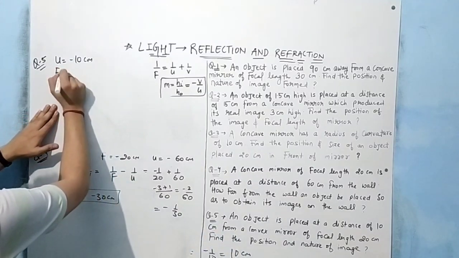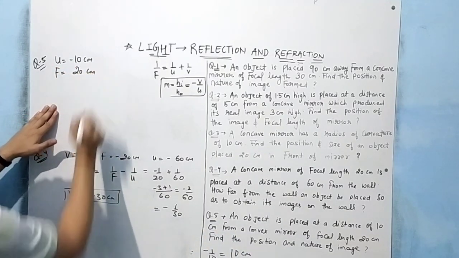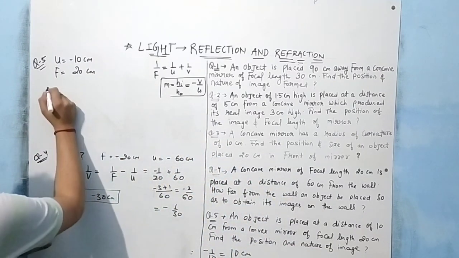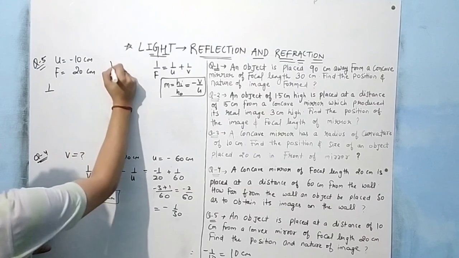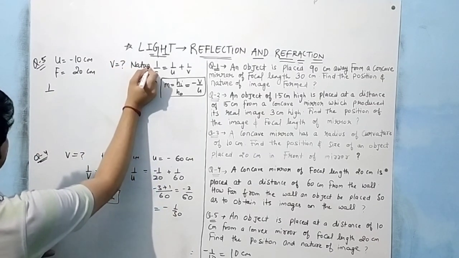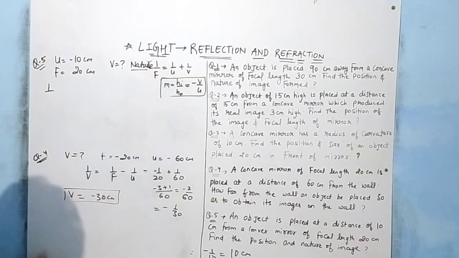The focal length of a convex mirror is taken as positive. Now find the position and nature of the image. So you have to find the position and nature of the image. Position means you have to find the value of V, and by calculating the value of V, you can easily determine the nature.